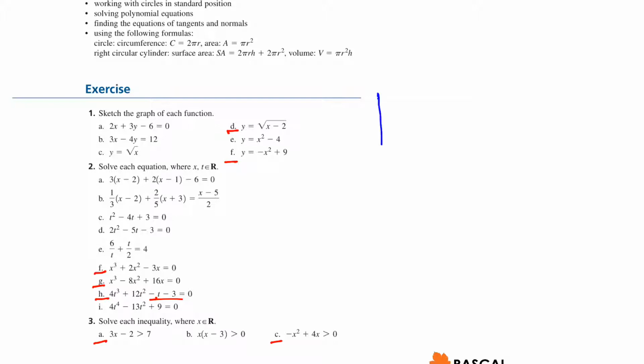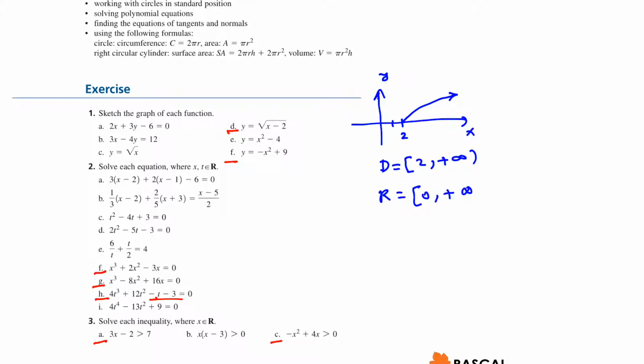We draw y equals square root of x, then shift it 2 units to the right. The domain of this function is all real numbers greater than or equal to 2, and its range is all real numbers greater than or equal to 0.